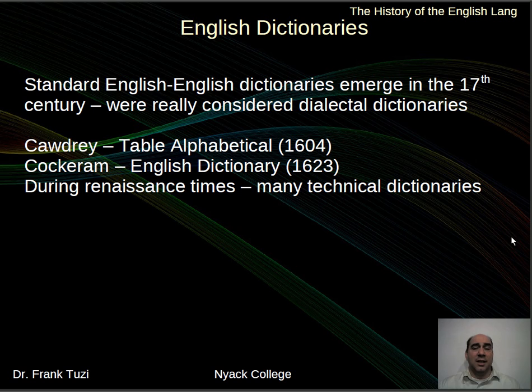The English dictionaries emerged in the 17th century and were considered dialectal dictionaries. They were actually dictionaries from dialects so that people could understand what is this unique word that I don't have in my dialect. Okay. It wasn't a standard dictionary yet, but it was getting definitely closer to it, defining particular words. Cawdrey had a table alphabetical, and Cockeram had the English dictionary, and during the Renaissance times, there were many technical dictionaries for particular areas or job skills that people were beginning to write and print. And so we have the emergence here of these dictionaries coming up. Why? So that we can help understand one another better.